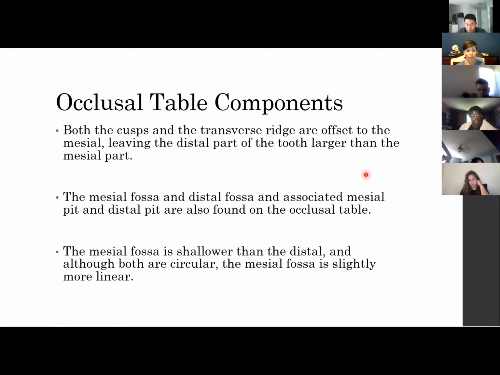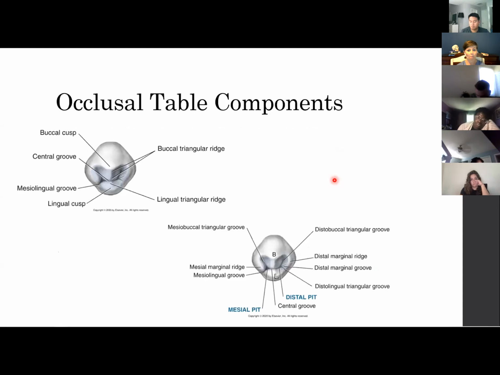The mesial fossa and the distal fossa and associated mesial pit and distal pit are also found on the occlusal table. The mesial fossa is shallower than the distal, and although both are circular, the mesial fossa is slightly more linear. And there's a picture here. So here is our buccal cusp, right? And then here's our triangular ridge. So this is what gives that triangular look from the occlusal. Here's our central groove, mesiolingual groove. There's our buccal cusp. And here's our lingual triangular ridge here, okay?